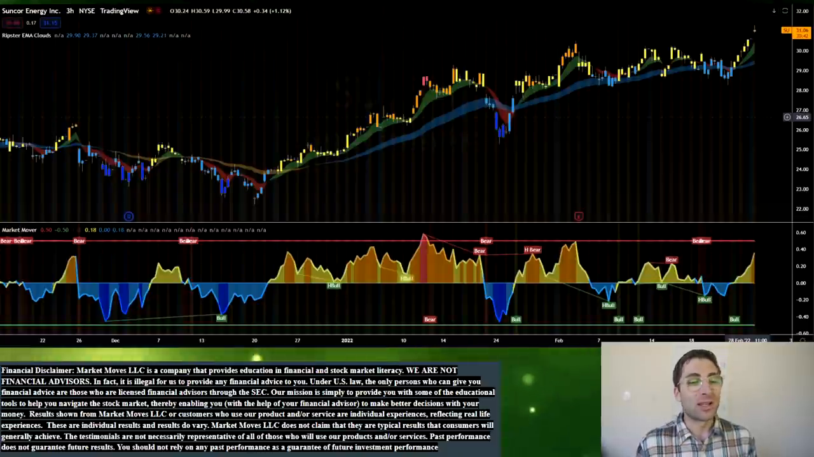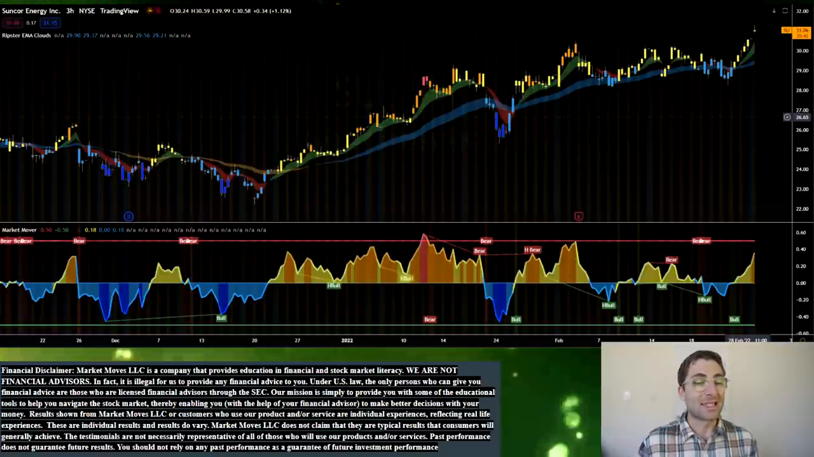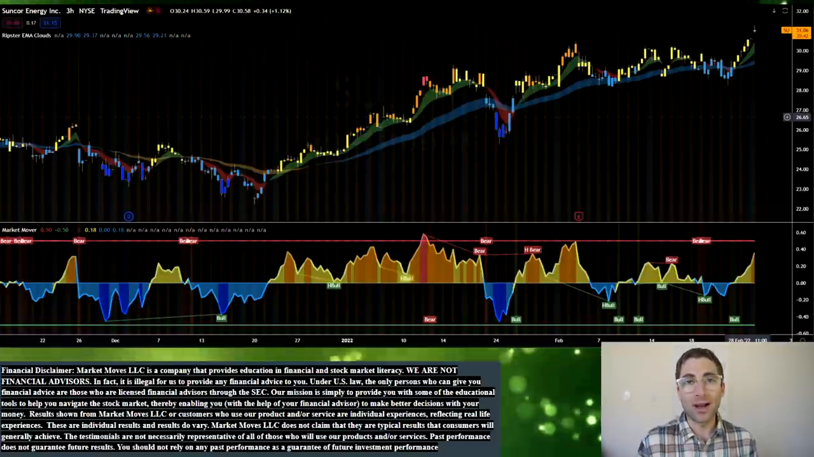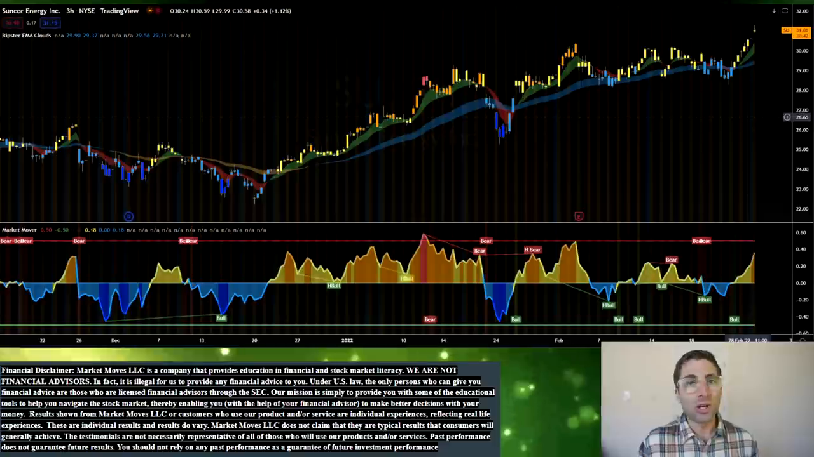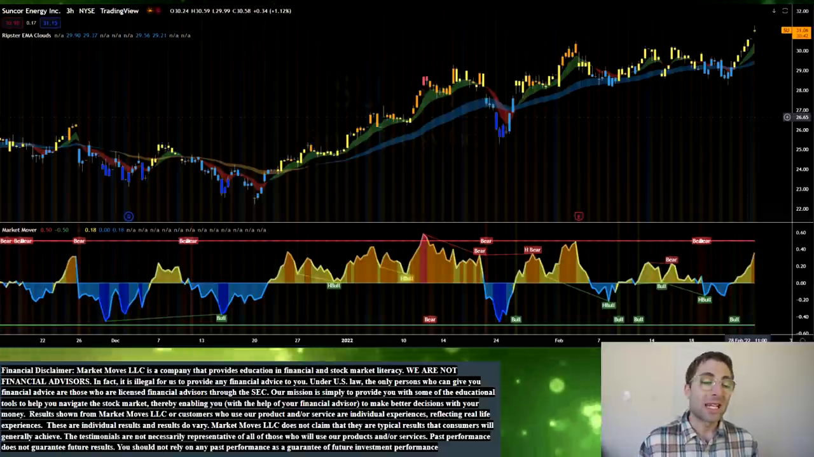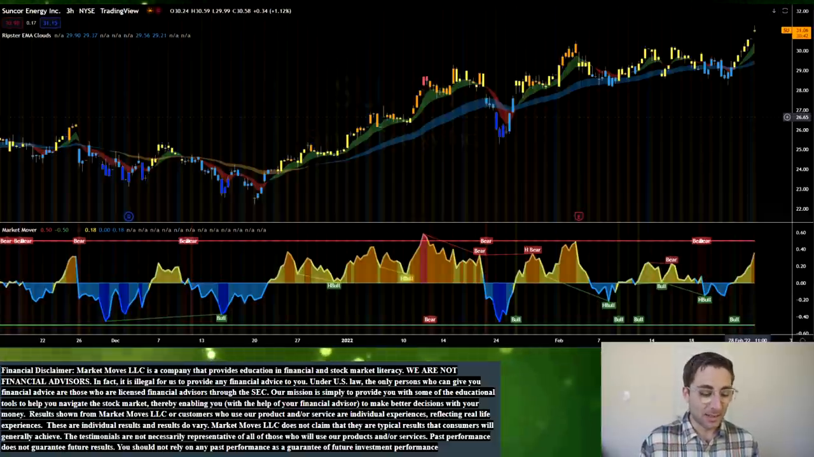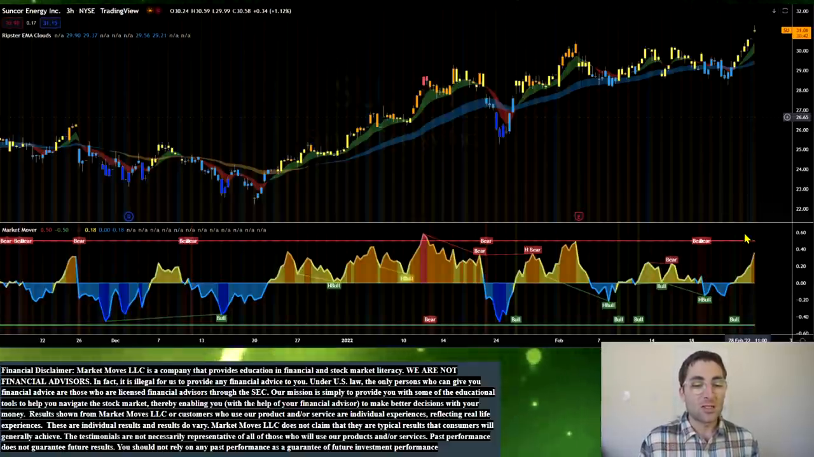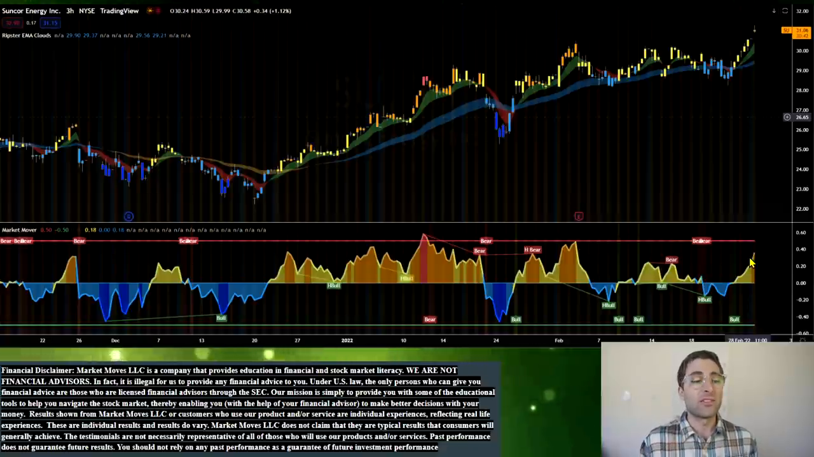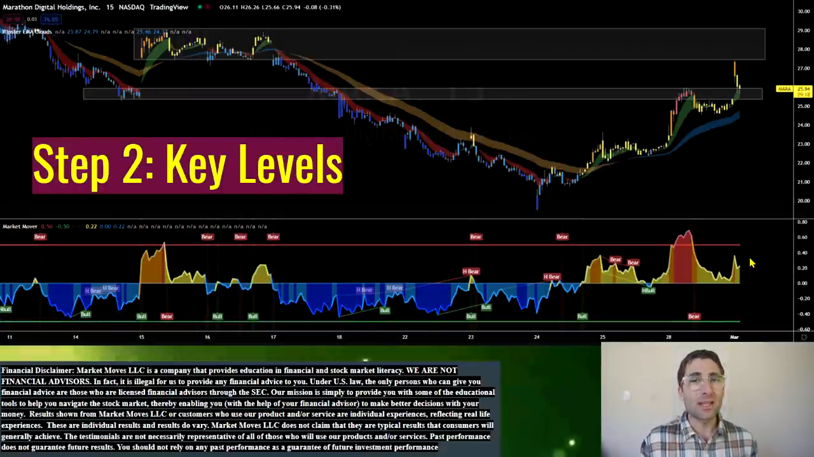So last example, this is Suncor Energy. This is a stock gapping to all-time highs, and you're probably wondering, where's resistance? How do I play it? And this is a tough one. As you can see, the market mover is orange, so that tells me it's got room to run. If it ever hits red, that's probably a sell-off signal.